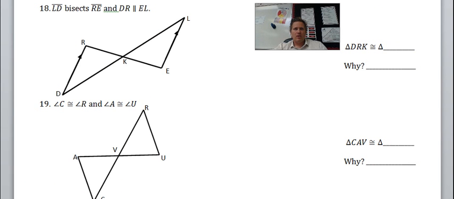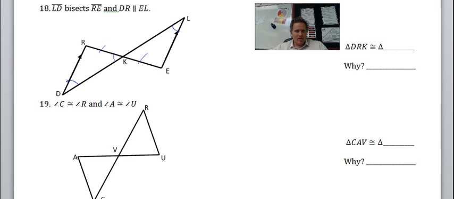Alright, next problem says LD bisects RE. Here's RE, and LD bisects it, so these are the same. It also says that these are parallel. Well, what do we know about parallel? We know that alternate interior angles are congruent, so those are the same.